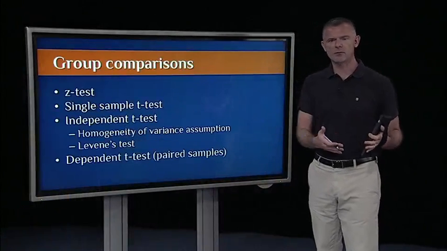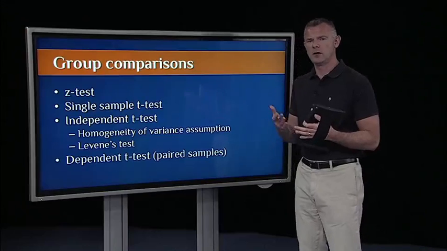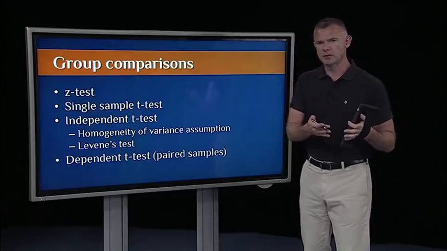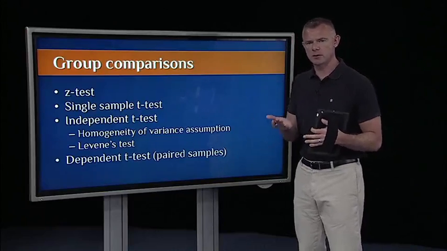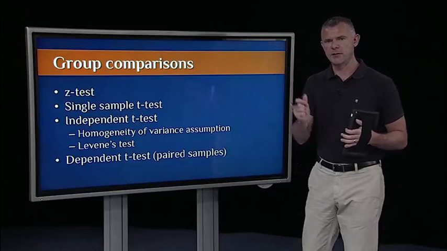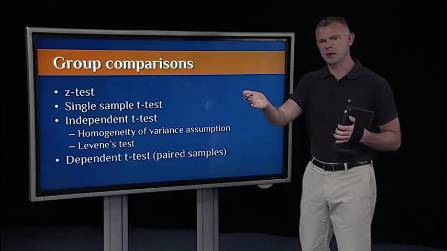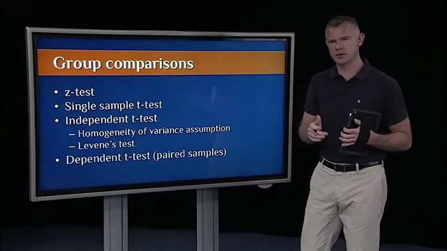So after we dealt with multiple regression, we moved to group comparisons, where I was moving basically from non-experimental research to experimental research. So if we have experimental research, say we're manipulating an independent variable, then we could be looking at just how that independent variable affects one group versus another, or one condition versus another.